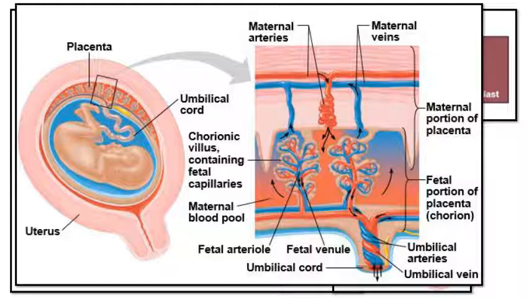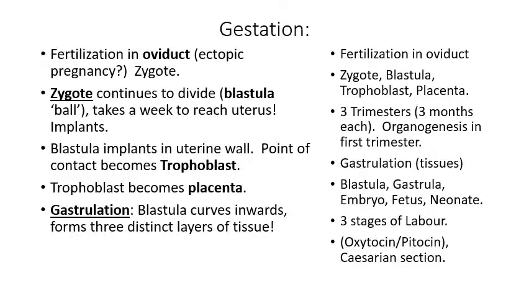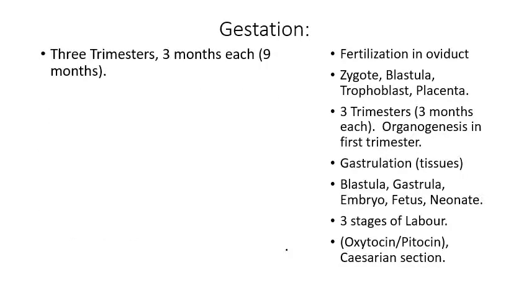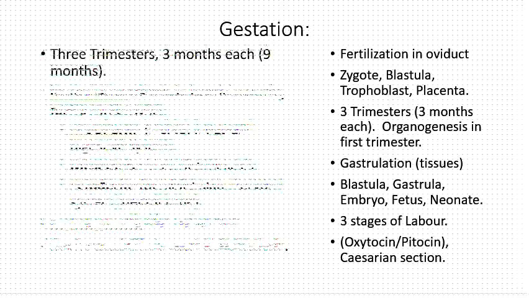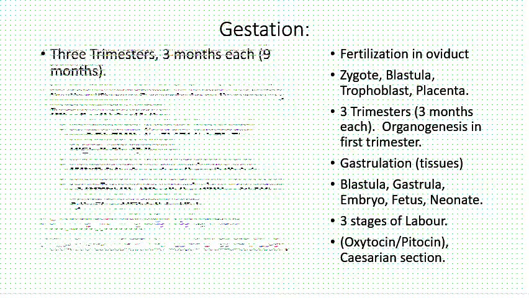So here we have a close-up of the blood vessels inside the placenta. Notice that the mother's blood and the baby's blood are not actually touching. It's just that they come close enough together that these nutrients and oxygen can cross the thin layer of tissue that separates them. All right, now typically the female gestation, the pregnancy period, is 9 months in length, and that 9 months is characterized by 3 very different trimesters that are 3 months each. Okay, we'll talk about that later.